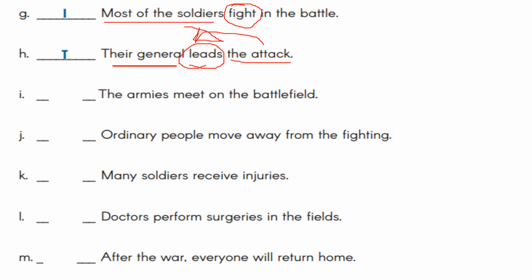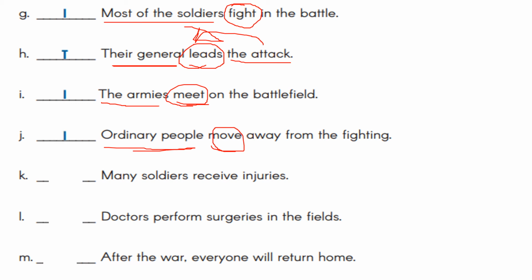Letter I. The armies meet on the battlefield. So the armies here is the subject and meet is the action verb. So can you see a direct object that receives that action? No. So this is intransitive. Letter J. Ordinary people move away from the fighting. So ordinary people is the subject and move is the action verb. So can you see a direct object that receives that action? No, so this is intransitive.